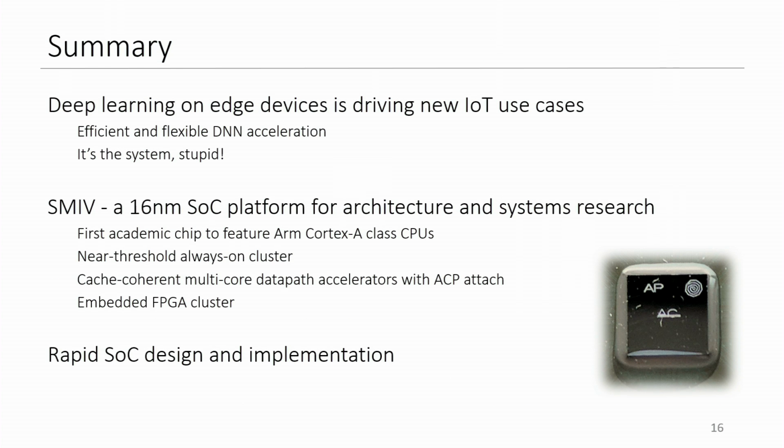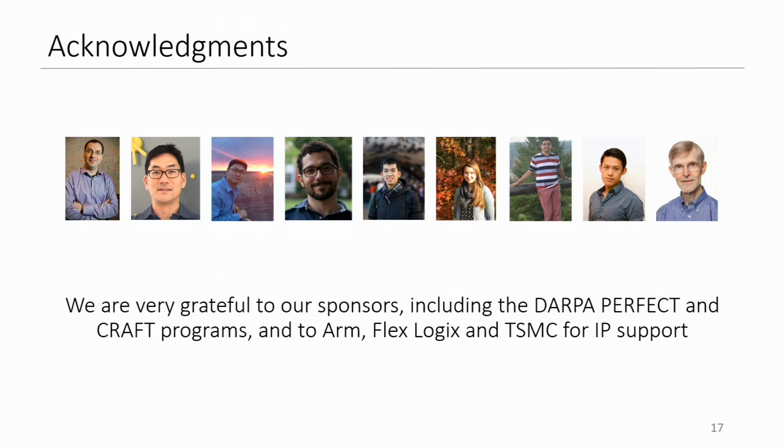Okay, so a quick summary. I talked about deep learning on edge devices. This is driving new IoT use cases and applications. We're really interested in optimal solutions around efficient and flexible DNN acceleration. And we care a lot about system things like accelerator integration and memory systems. I described SMIV, which is a 16-nanometer SoC platform for architecture and systems research. And I spoke briefly about rapid SoC design and implementation.